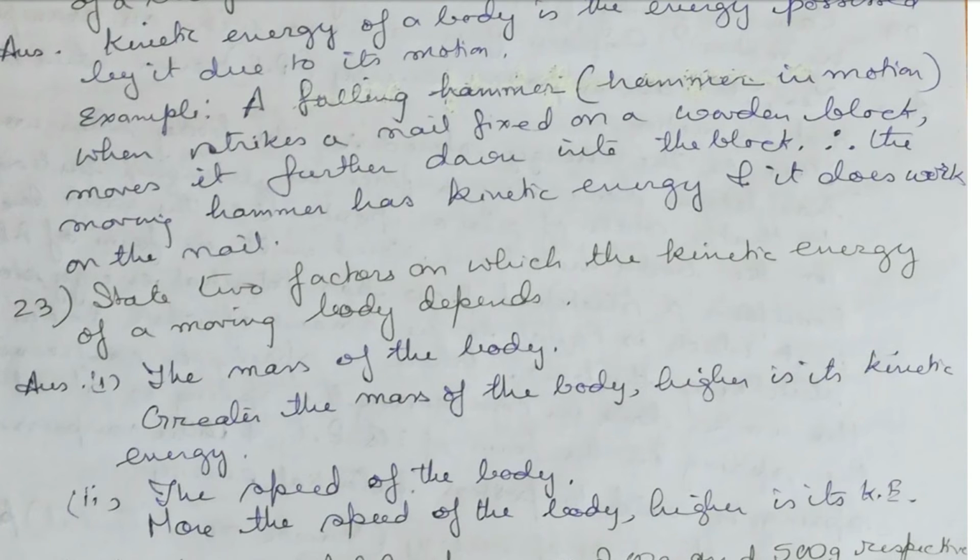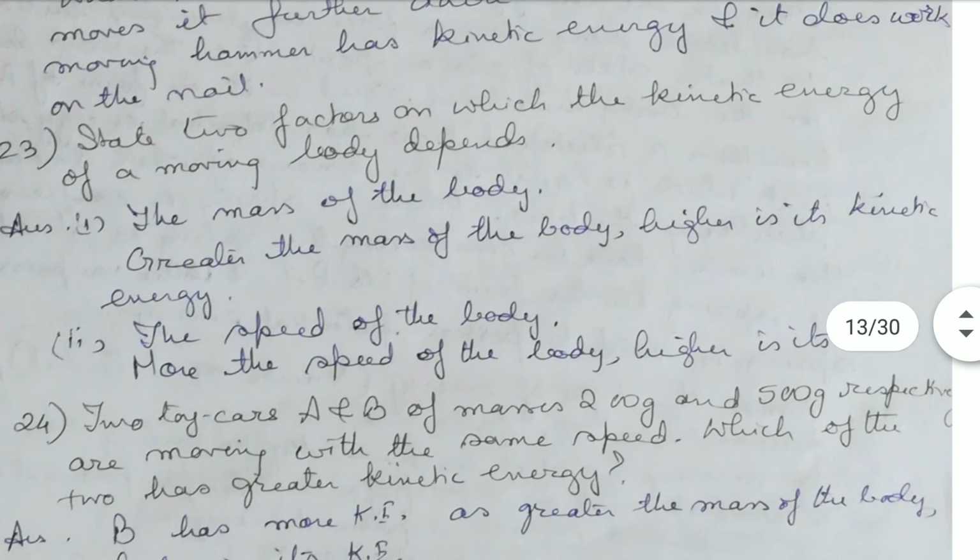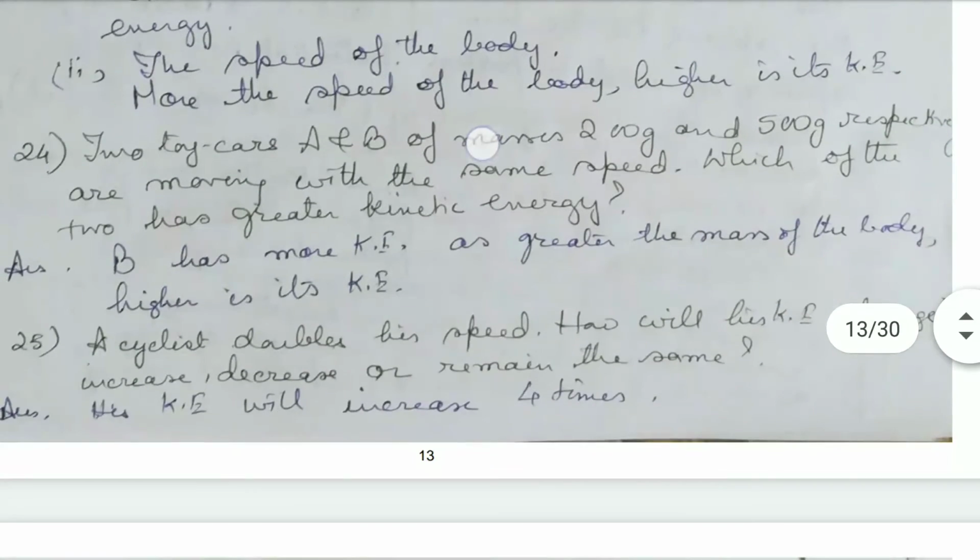Now state two factors on which the kinetic energy of a moving body depends. The mass of the body: greater the mass of the body, higher is its kinetic energy. And another is the speed of the body: the more the speed of the body, higher is the kinetic energy. So the two factors on which the kinetic energy of a moving body depends are mass and speed.